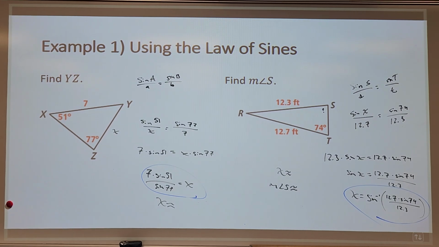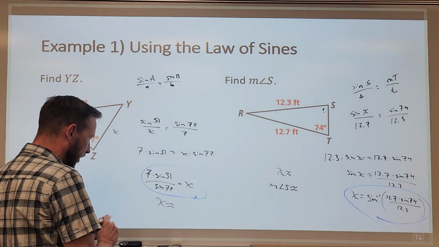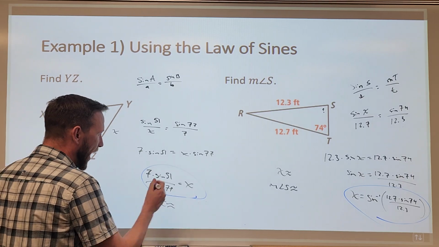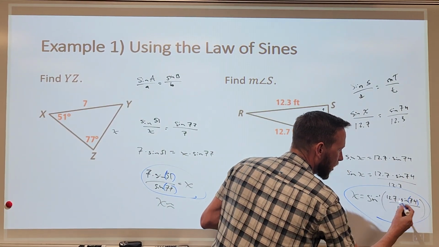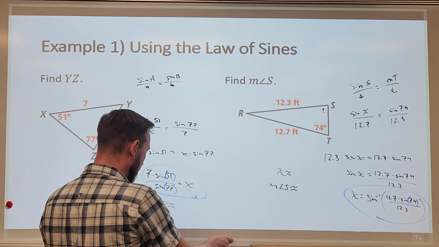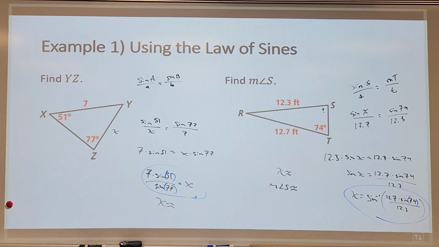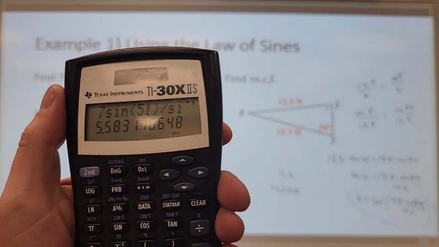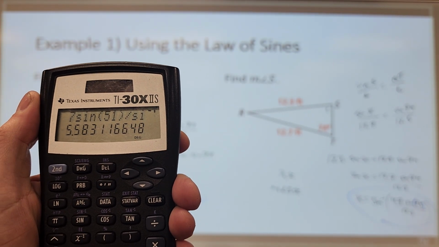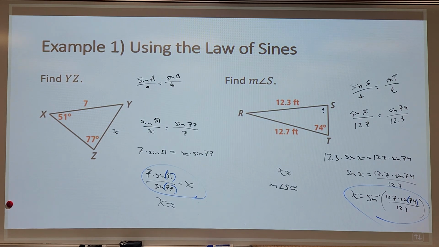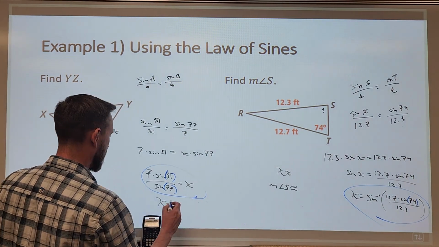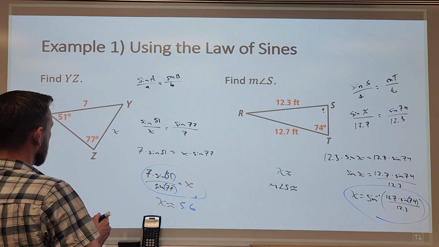So for both of these, we're going to use our calculators and we're going to use them carefully. We want to use our calculators carefully to make sure that we actually close parentheses, and pay close attention to how we operate with our calculator. So when I type 7 times the sine of 51, and I divide that by the sine of 77, it gives me this output, 5.58. And so we're going to round that to 5.6. So x is approximately 5.6, whatever those units are.